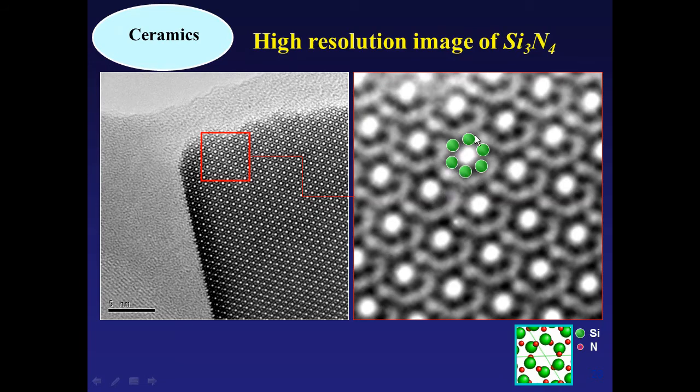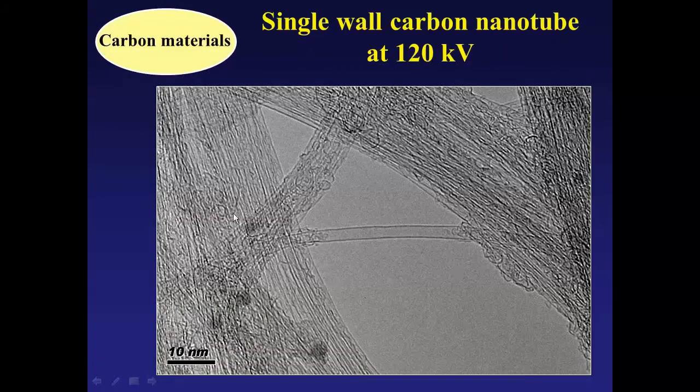Here, the green corresponds to the location of the silicon, as in the atomic model like this. Beside the silicon, there is the light element nitrogen, but unfortunately, nitrogen cannot be resolved in this image. But the silicon atoms are clearly resolved as single images like this. This is a performance of the transmission electron microscope. And also this is an example of carbon material. A single-walled carbon nanotube is clearly observed like this.